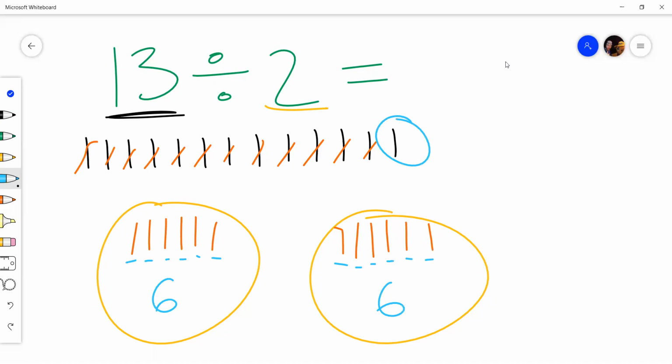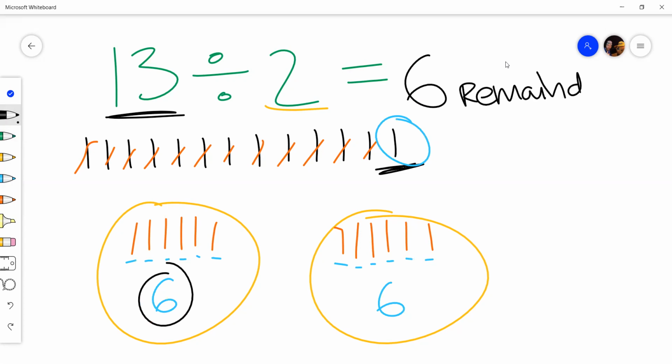So how we look at this is, when we take 13 and divide it by 2, the real question is, how many groups of 2 can we make out of 13? The full amount of groups of 2 that we can make is 6. So our answer is 6. But then we end up with this leftover part, this remainder of 1. So when 13 is divided by 2, we get 6 with a remainder of 1.